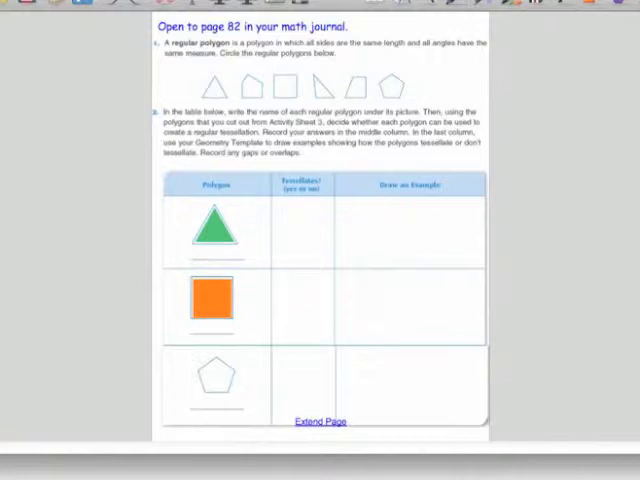Okay, so you must be back now. What I want you to do is we're going to open up to page 82 in your math journal. Up there, it just kind of reminds you what a regular polygon is. It says a regular polygon is a polygon in which all sides are the same length and all angles have the same measure. So circle the regular polygons below. Go ahead and do that.